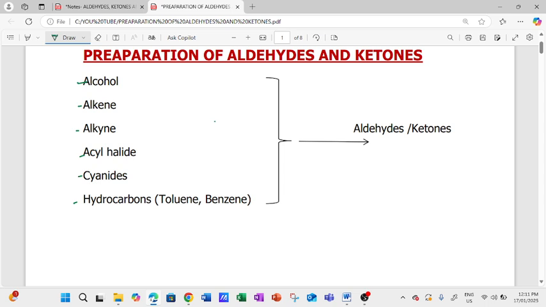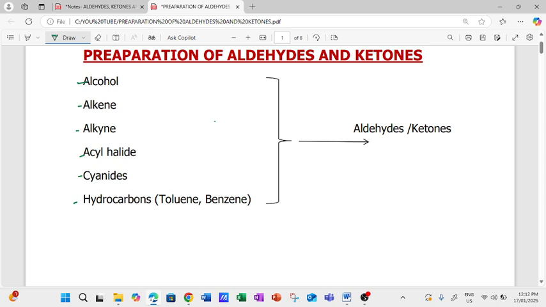So always learn the starting and ending products, like reactants and products, and learn about the reagents. Don't learn the reactions by heart. You have to understand what is in the beginning, what is the reactant, and also what is the product. Accordingly, understand which reagent can be used in the conversion.